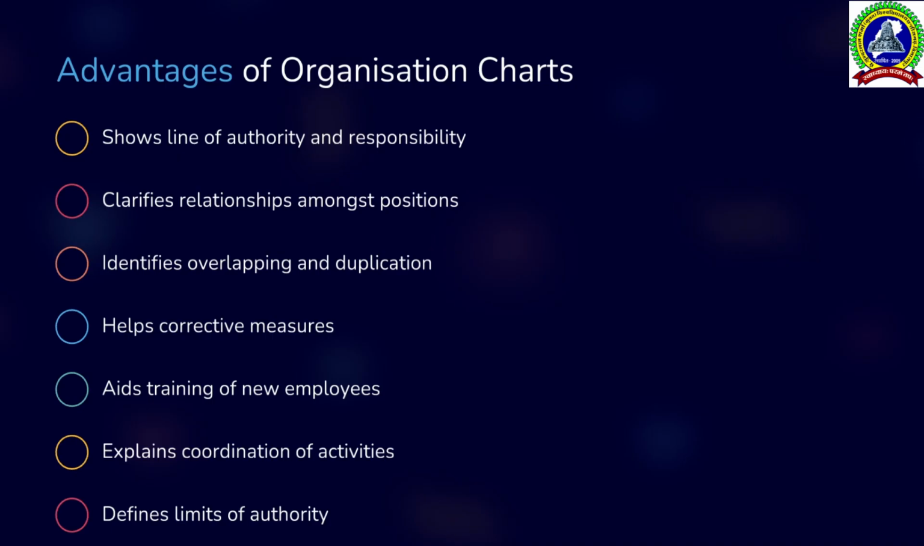Organization charts serve several important managerial purposes. First, they clearly bring to light lines of authority and relationships. Employees can easily understand who has authority over whom and how accountability is distributed across positions. Second, organization charts define relationships among various positions by showing how positions fit into the overall organizational framework. Charts prevent confusion and duplication of work.